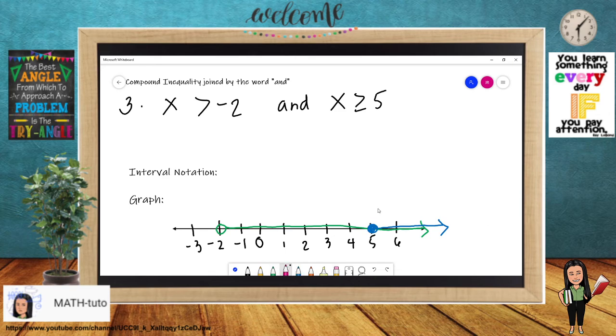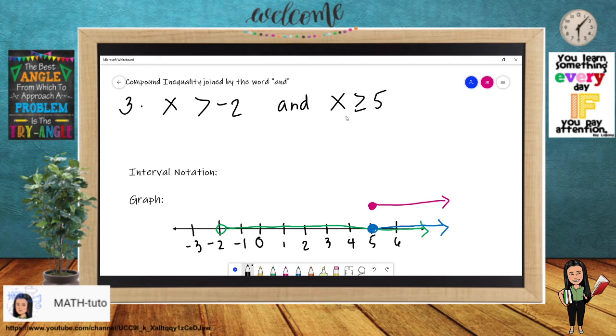So, ang intersection nilang dalawa is from 5, including 5 kasi may shade naman siya, and then going to the right. Which means that this inequality, okay, can just be expressed as x is greater than or equal to 5. Or pag sinulat natin yung x is greater than or equal to 5, mako-contain niya na yung parehong inequality dahil yun ang intersection nila.